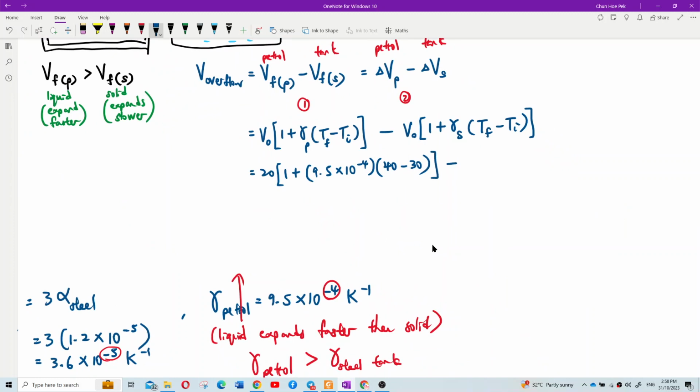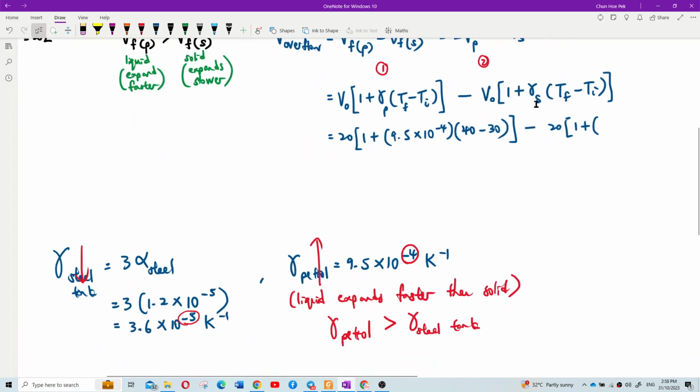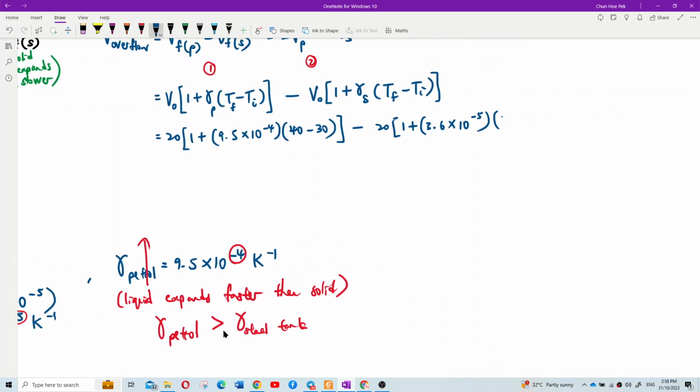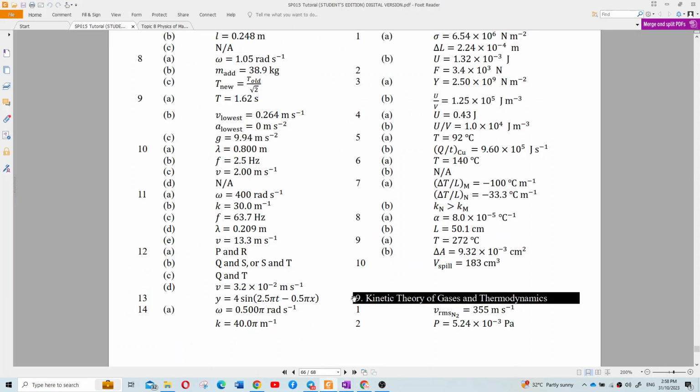And then minus steel tank. This is the final volume of petrol minus the final volume of steel tank. So 20 liter times 1 plus gamma for steel tank. Gamma for steel tank is 3 alpha for steel, 3.6 × 10^-5. So the change of temperature is also the same, 40 minus 30, 30 increase to 40. Okay, class, give me the answer.